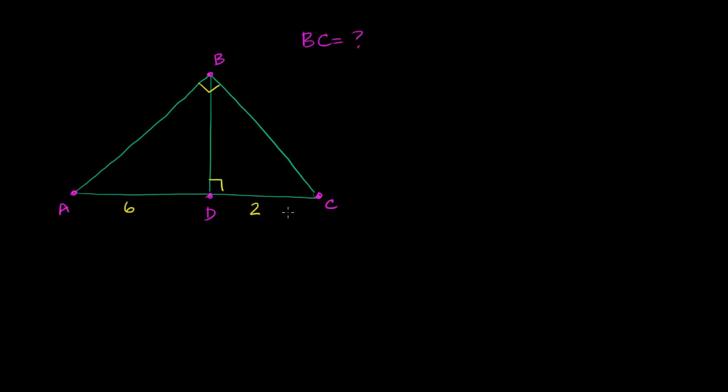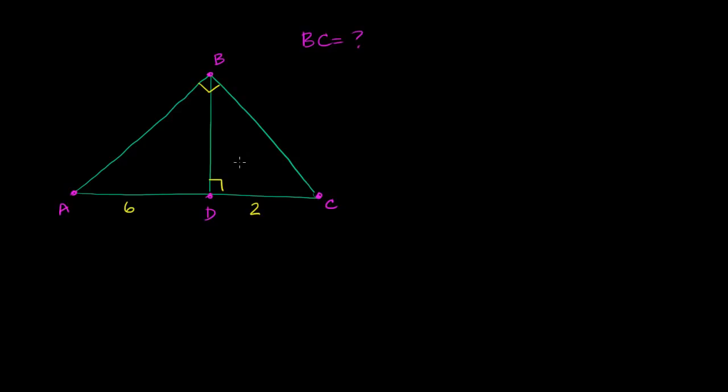So when you look at it, you have a right angle right over here. In triangle BDC, you have one right angle. In triangle ABC, you have another right angle. If we can show that they have another corresponding set of angles that are congruent to each other, then we can show that they're similar.